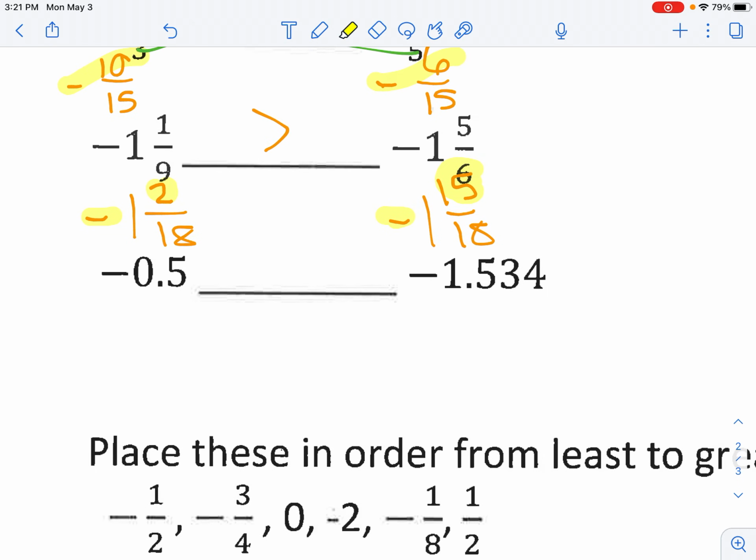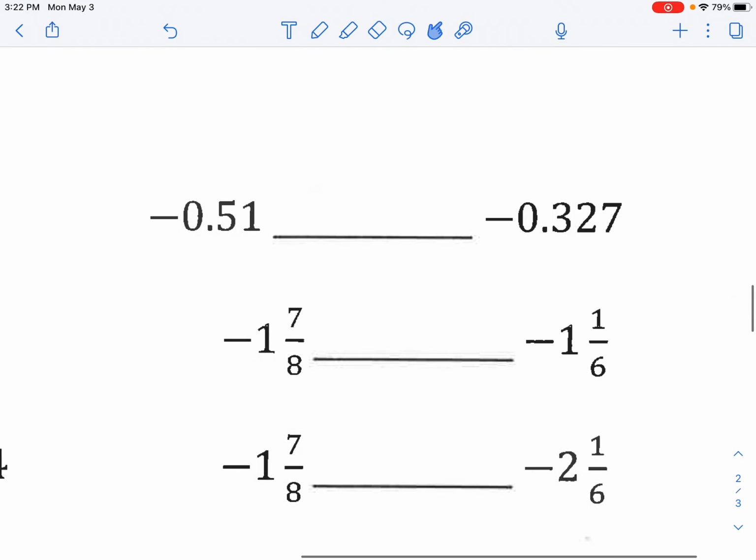Decimals. Super easy one right here because this is negative 0 point and this is negative 1 point. Well, 0 is greater than negative 1, so that's a super fast one to solve.